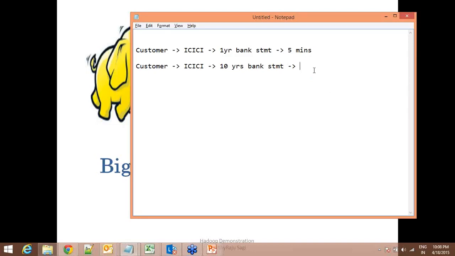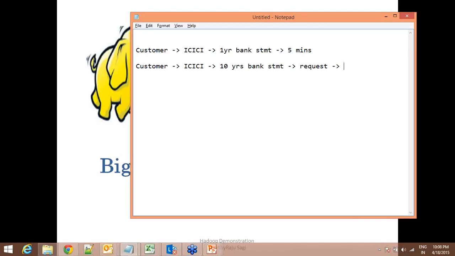I have to raise a request to the backend system, and they will process the request, and you will receive the statement maybe in the next 24 hours, and they'll charge some amount for that. So why the difference?